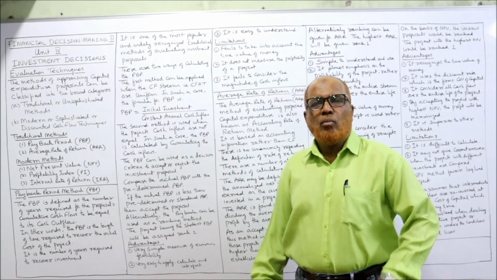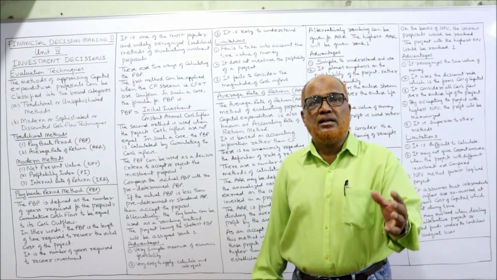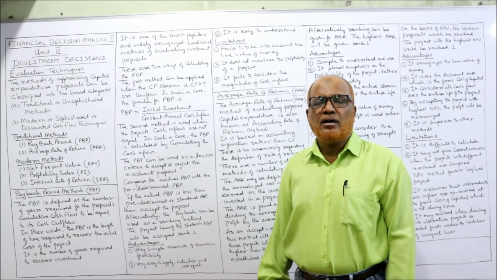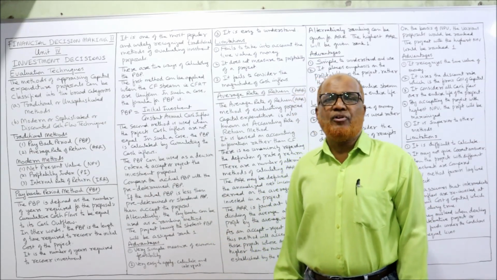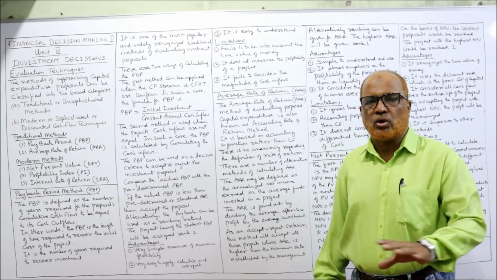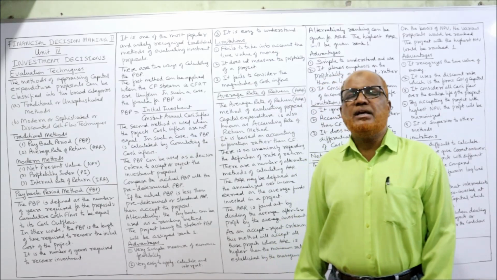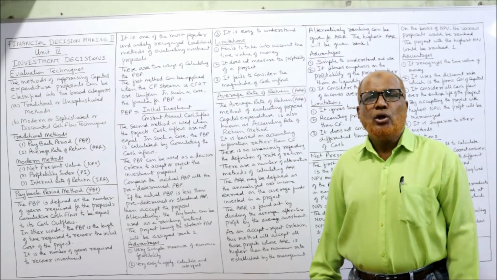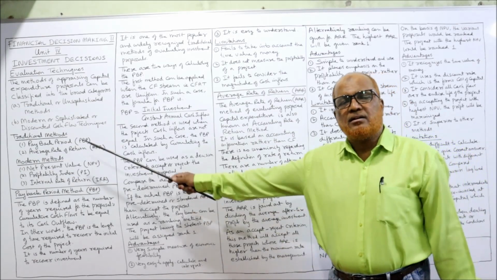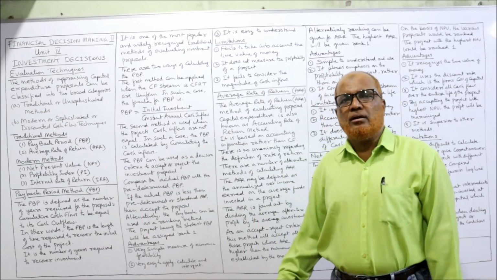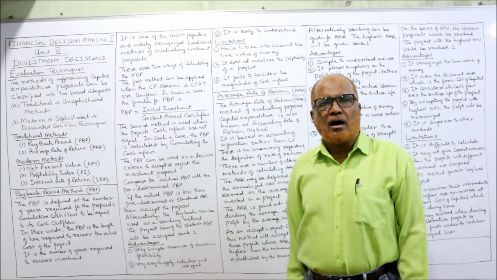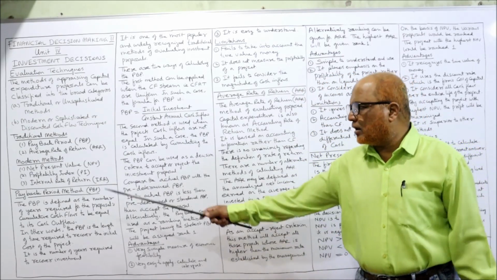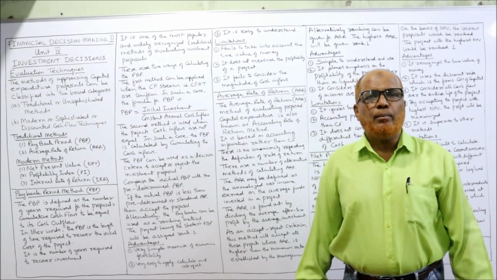Now, modern methods. Modern methods are the sophisticated, discounted methods, and these methods are superior. The different discounted methods are net present value, NPV, then profitability index, PI, and lastly internal rate of return, IRR. So totally 5 methods. The first 2 methods, PBP and ARR, are traditional. The next 3 modern methods are NPV, PI and IRR. That's it. Now I'll explain one by one.